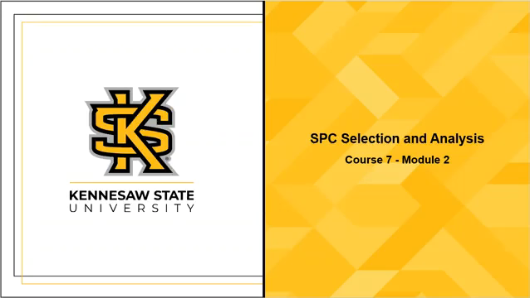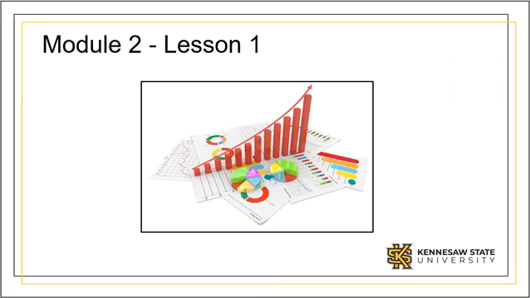Welcome to Six Sigma Black Belt, Course 7, Module 2, SPC Selection and Analysis. Control charts are considered one of the most powerful tools in our arsenal for analyzing variation.